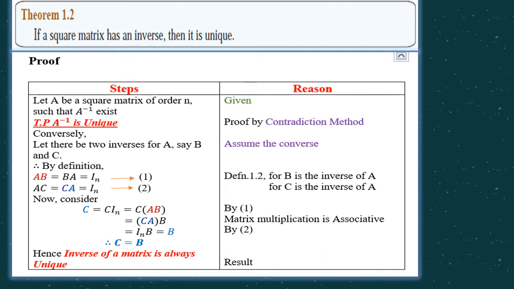Now what we have got means C equal to B. So we say these two inverses B and C are the same. So that inverse of a matrix is always unique. Clear?